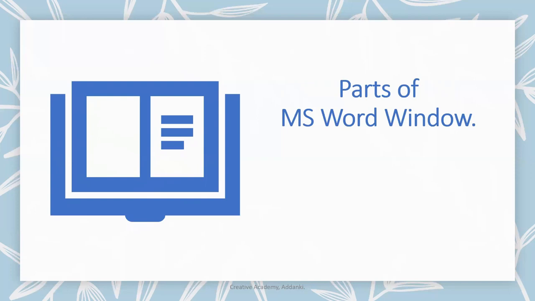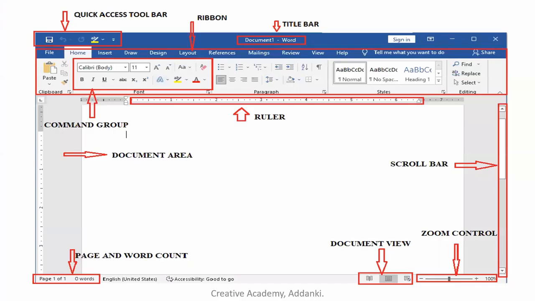Let's see parts of MS Word window. In MS Word, we have various parts which are used for different purpose during our word processing in an office, as a student, during project, or any other purpose. Let's see the first part of it. So if you see here, this is Quick Access Toolbar.